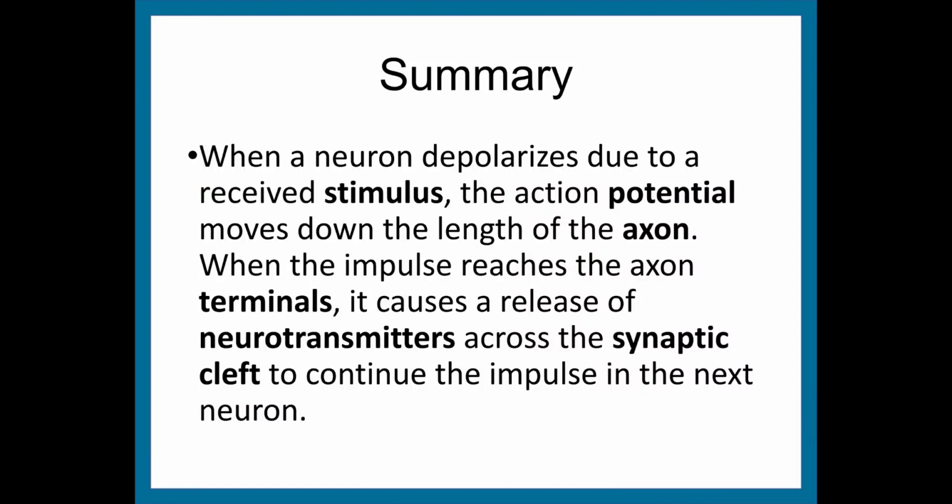Okay, so to sum up, when a neuron depolarizes due to a received stimulus, the action potential moves down the length of the axon, and when the impulse reaches the axon terminals, it causes a release of neurotransmitters across the synaptic cleft to continue the impulse in the next neuron.